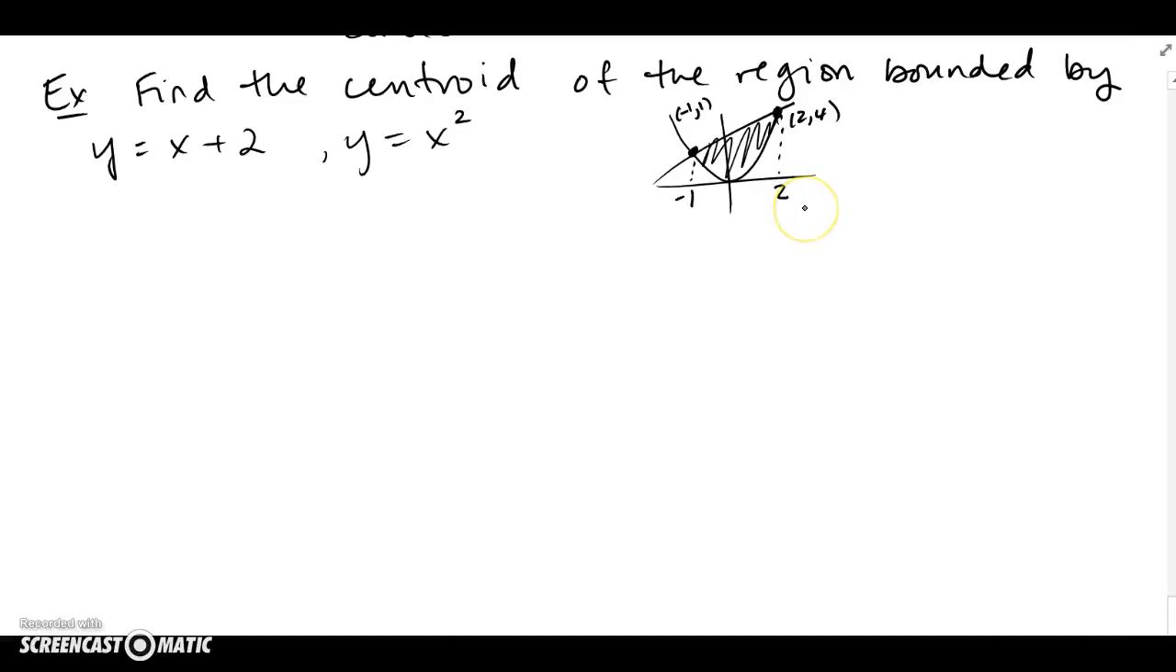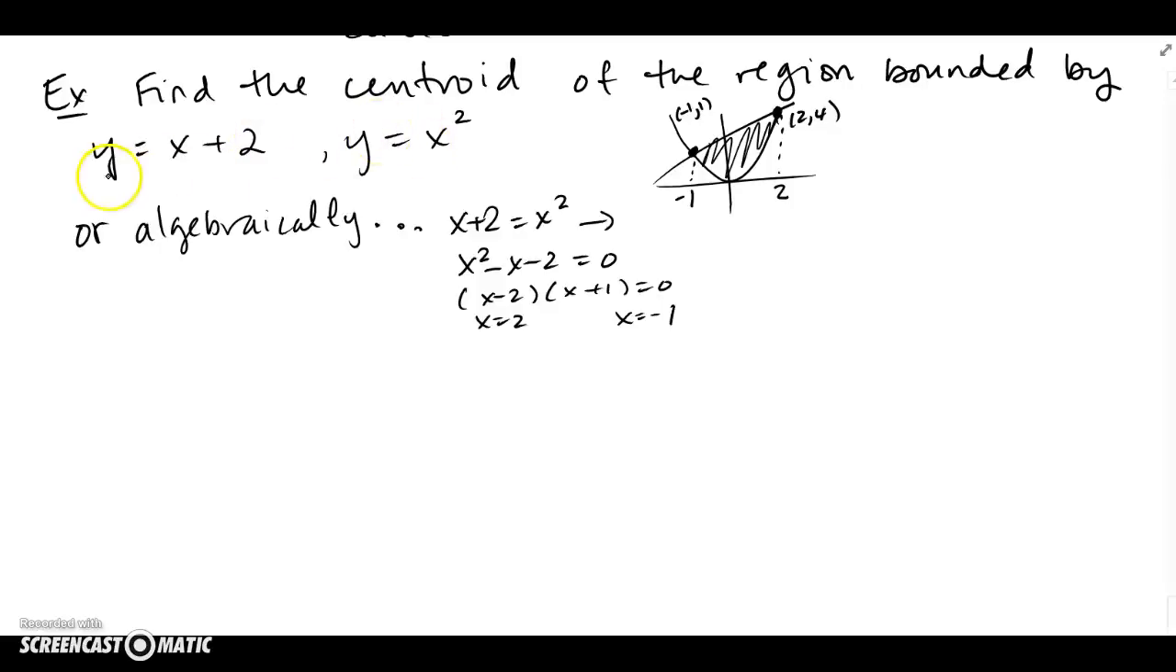So you could use your TI to get the intersection points quickly, or just use algebra by setting these two equations equal to each other, just doing a substitution method. So algebraically, y is equal to that, y is equal to that, then these must be equal to each other. Set them equal, move everything to one side, factor it out, and you get the same intersection points, negative 1 comma 1 and 2 comma 4. So I don't care whether you use your TI or you show it algebraically.